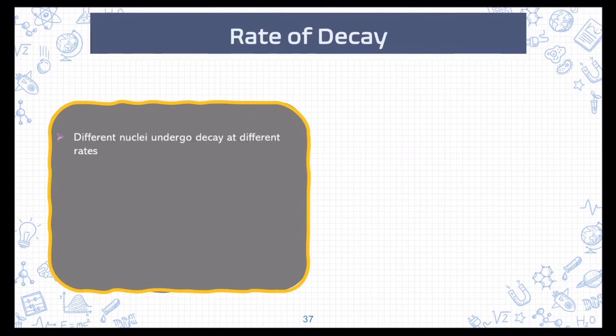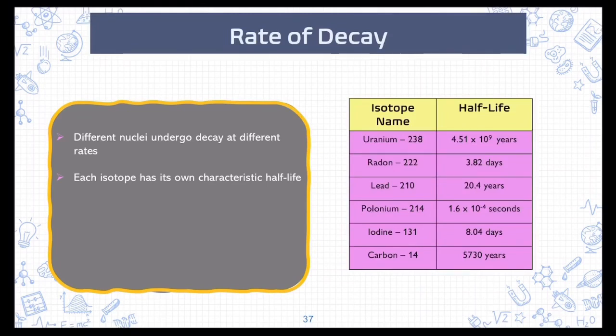So it's important to understand that different nuclei undergo decay at different rates. Each isotope has its own characteristic half-life. So let's take a look at some data here. We have isotopes of different elements: uranium-238, radon-222, lead-210, and then on the right-hand column, we have the half-life, the amount of time it takes for that isotope to become 50% stable.